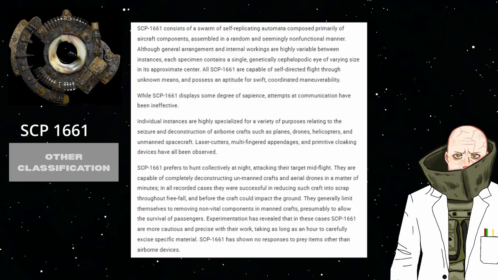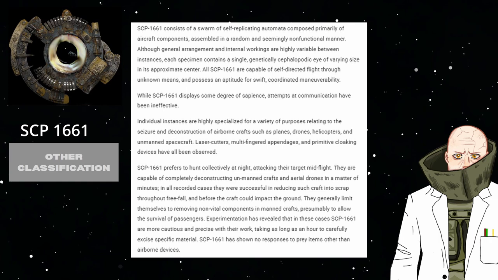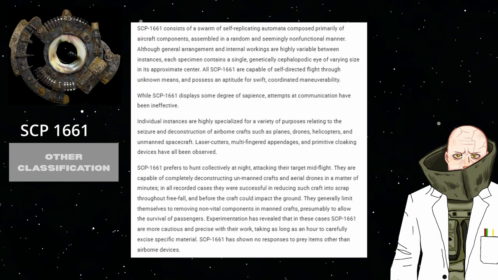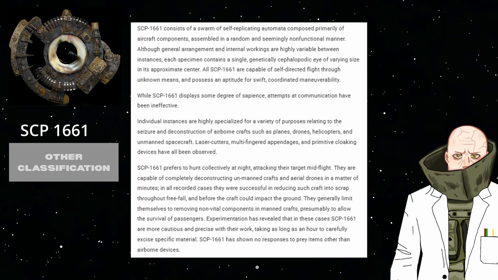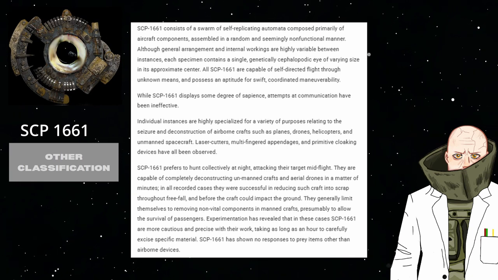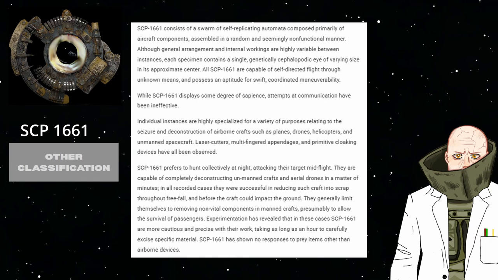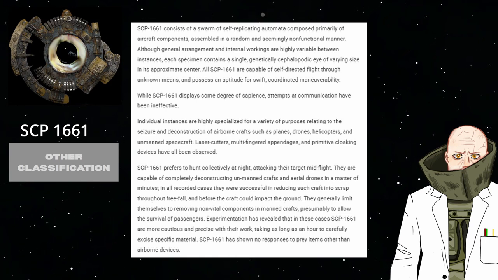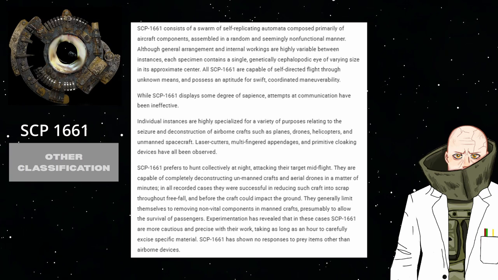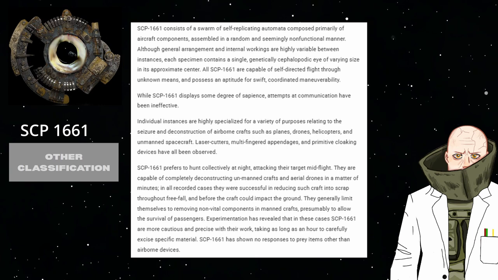SCP-1661 consists of a swarm of self-replicating automata, composed primarily of aircraft components, assembled in a random and seemingly non-functional manner. Although general arrangement and internal workings are highly variable between instances, each specimen contains a single, genetically cephalopodic eye of varying size in its approximate center. All SCP-1661 are capable of self-directed flight through unknown means, and possess an aptitude for swift, coordinated maneuverability.